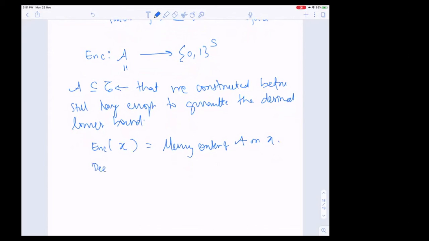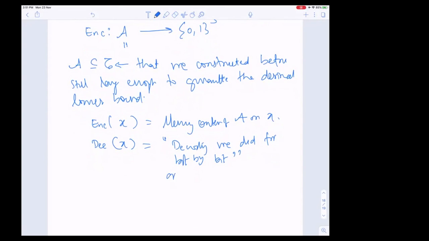And the decoding algorithm: we did decoding bit by bit, or rather, return the encoding that is closest.